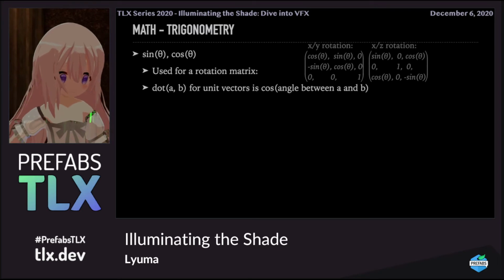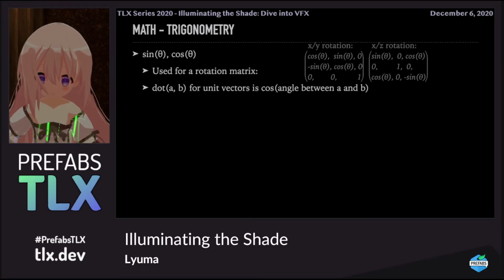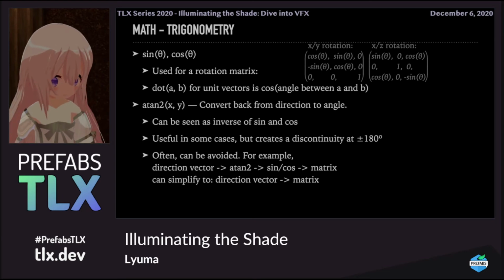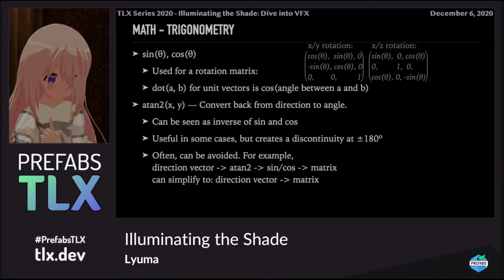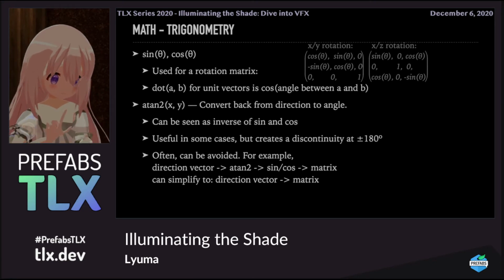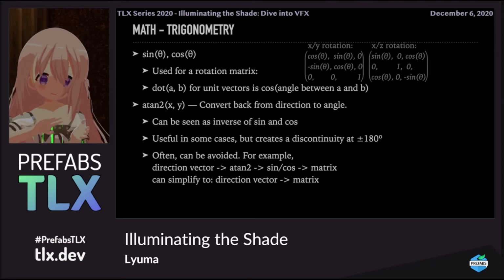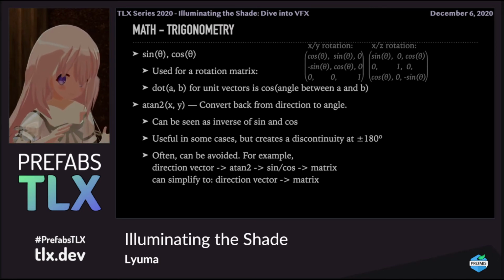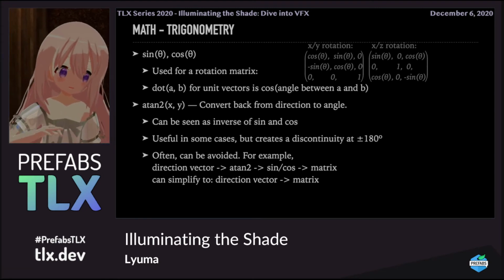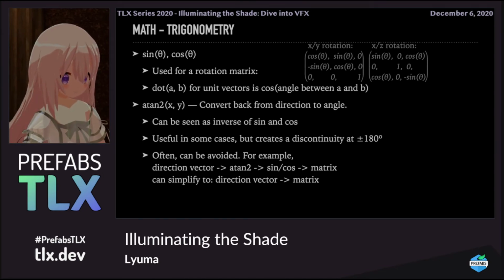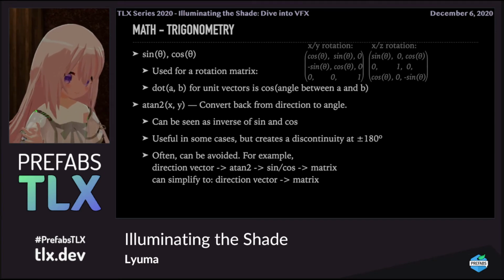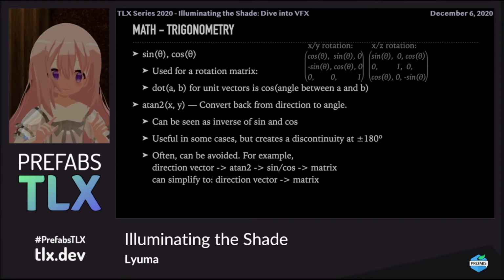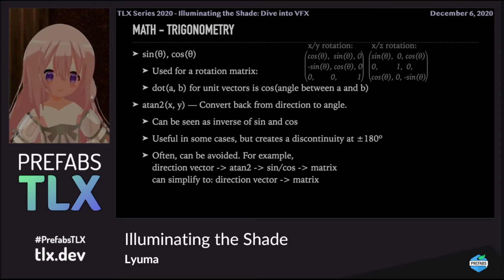So, trigonometry, sine and cosine. You can use those to make a rotation matrix. You can use dot of two unit vectors instead of running cosine. Sometimes you're given two vectors already, and instead of converting them to an angle and back, you can just call dot, and that gives you the cosine. So you don't always have to use the trigonometry functions directly, but it's good to know that they exist. The inverse of sine and cosine is atan2. With atan2, you give it the cosine and the sine as the two arguments, and it gives back the angle that produced those two things.